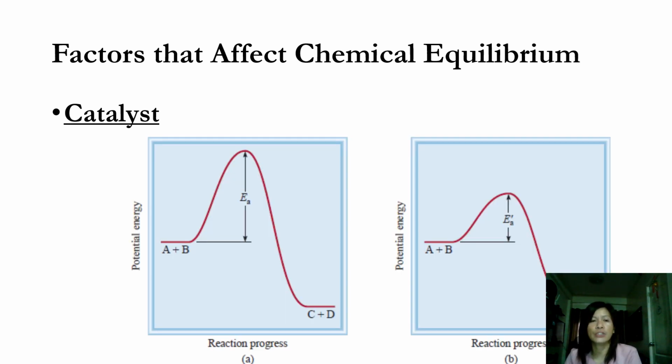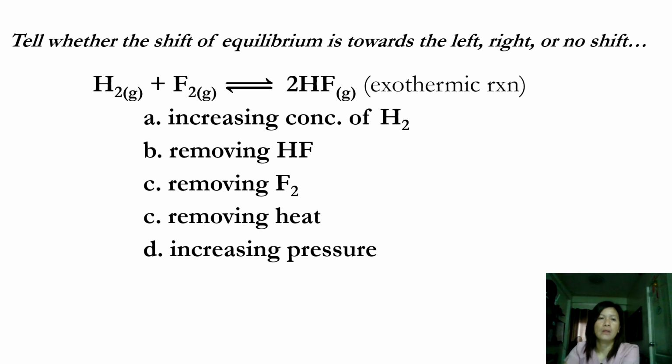We have here illustrations of a reaction with a catalyst and no catalyst. A is the reaction progress of a reaction with no catalyst. B, with a catalyst. Notice the amount of activation energy in a catalyzed reaction. It is lower. So that is one big help of a catalyst if we are to establish chemical equilibrium. So can you tell whether the shift of equilibrium is towards the left, the right, or no shift for the following?